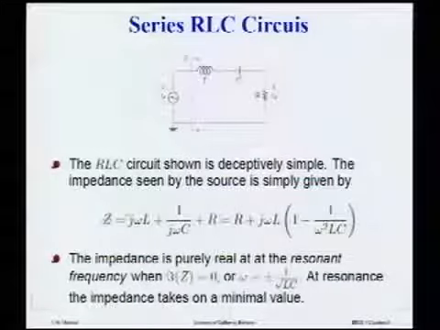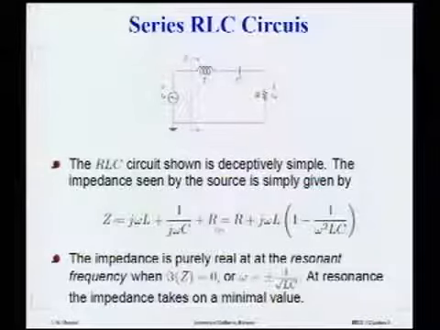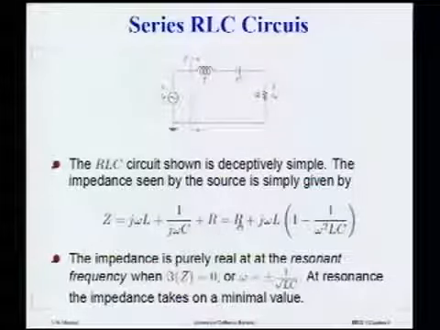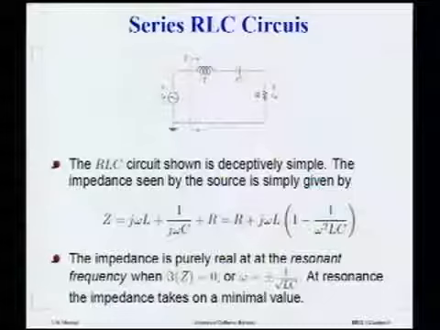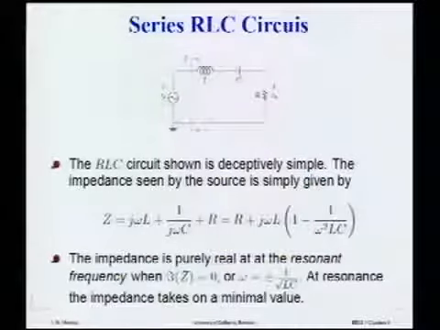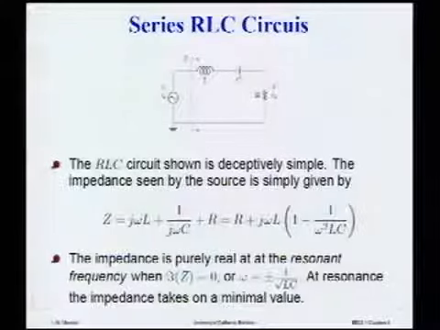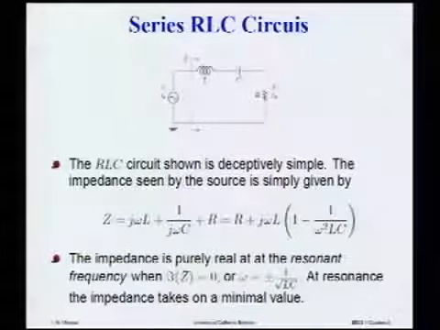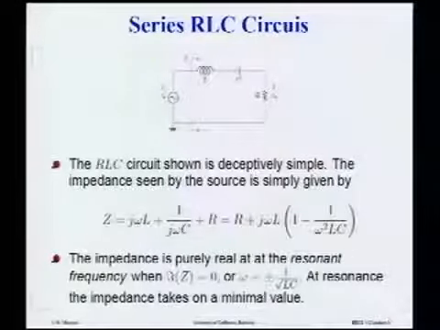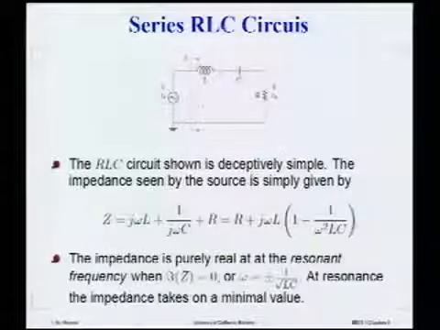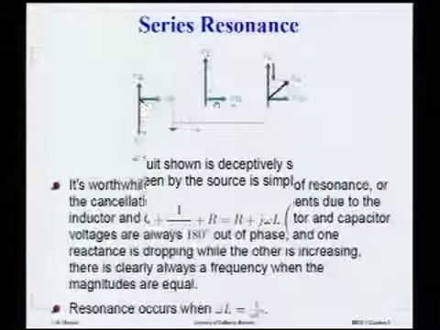In other words, if we think about the impedance of this circuit, it's basically the square root of the real part squared plus the imaginary part squared. Since the real part is constant, this impedance takes on its minimum value when the imaginary part takes on its minimum value. And that happens, of course, when it's equal to zero. So at this resonance frequency, we can also say that this series RLC circuit has a minimum impedance. Okay?